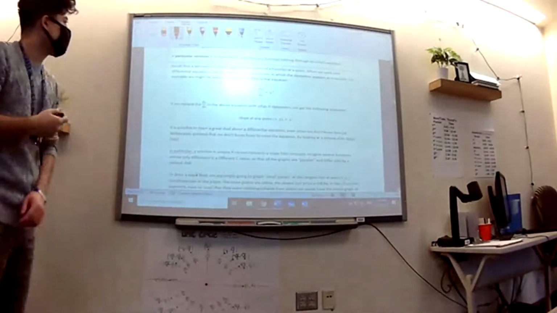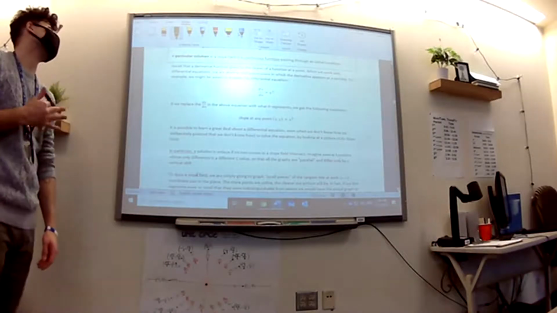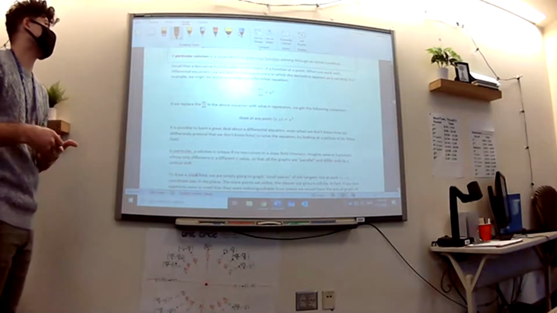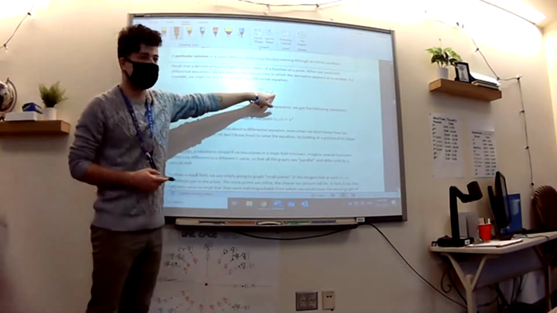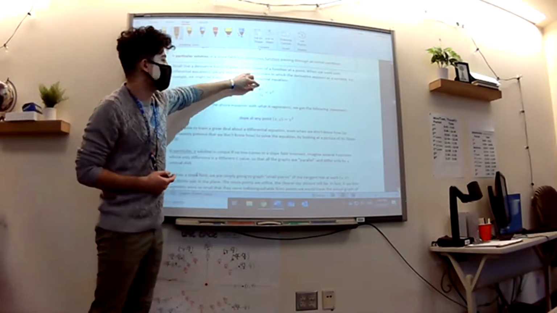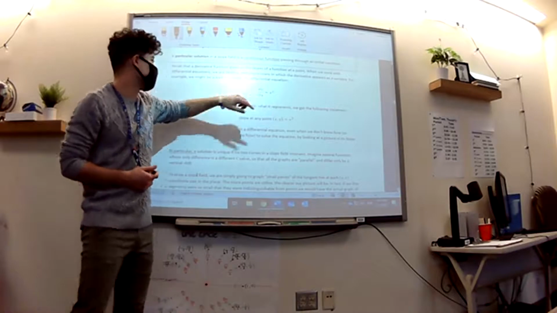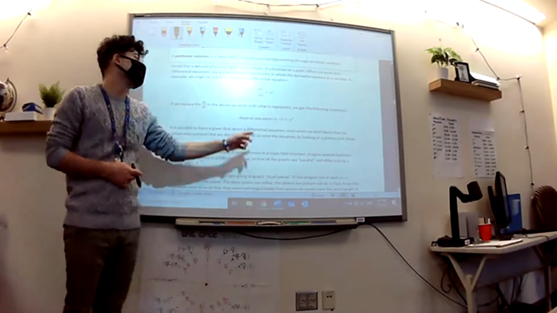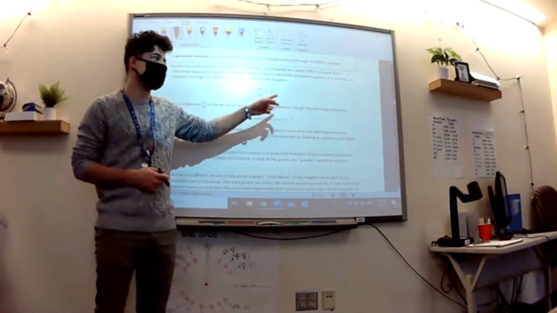Recall that a derivative function gives us slopes of a function at a point. When we work with differential equations, we're dealing with expressions in which the derivative appears as a variable. For example, we might be asked to analyze the differential equation dy/dx equals x squared. Remember, dy/dx just means the slope at any point. So if we replace the dy/dx in the above equation with what it represents, then we get the following statement: the slope at any point is equal to x squared.